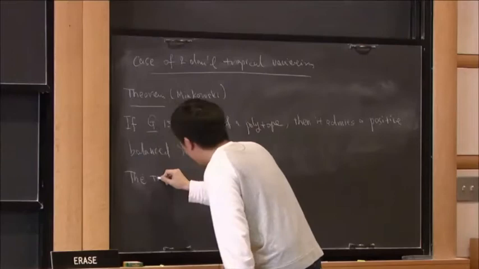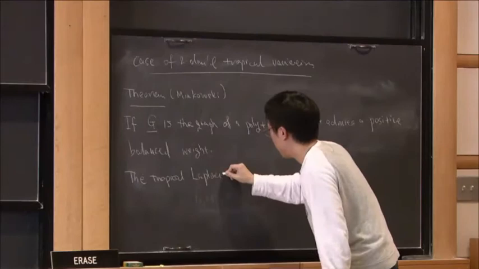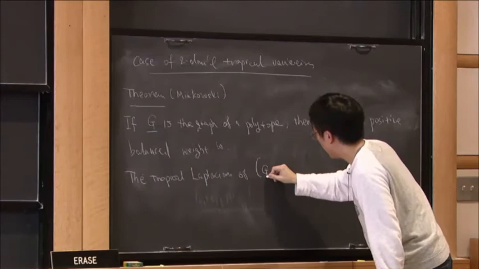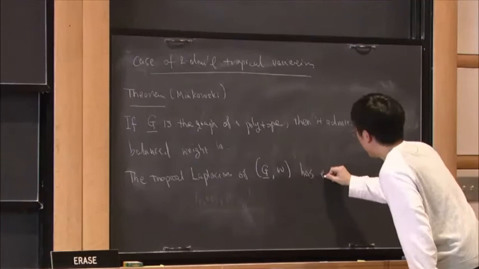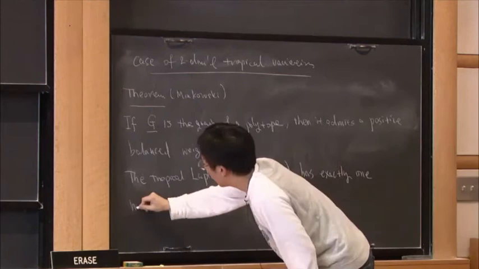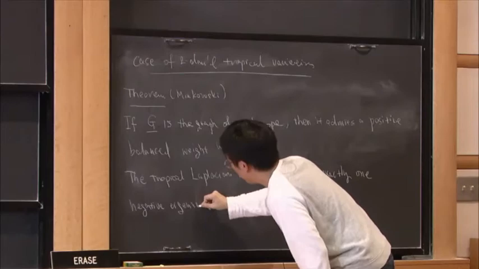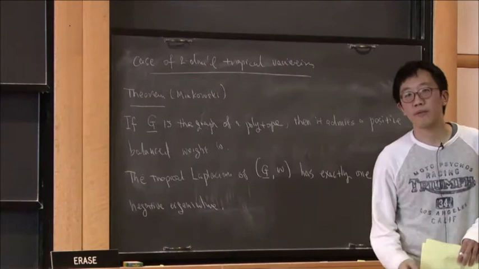And he also knew that what I have called the tropical Laplacian, let's say this weight is W, of his weight, Minkowski weight, has exactly one negative eigenvalue. So that explains the proposition applied there for cubes.